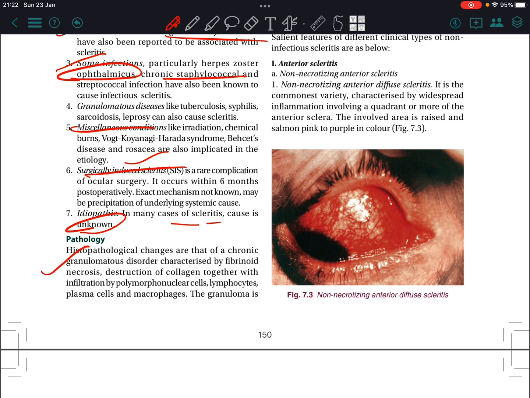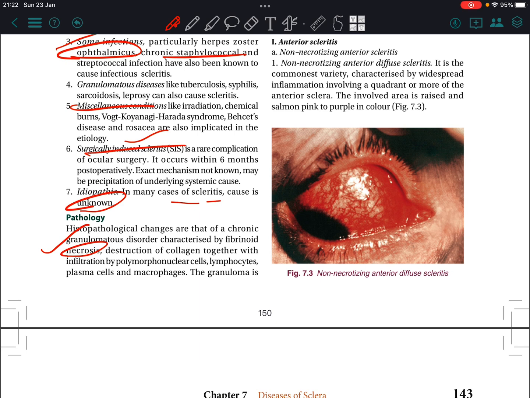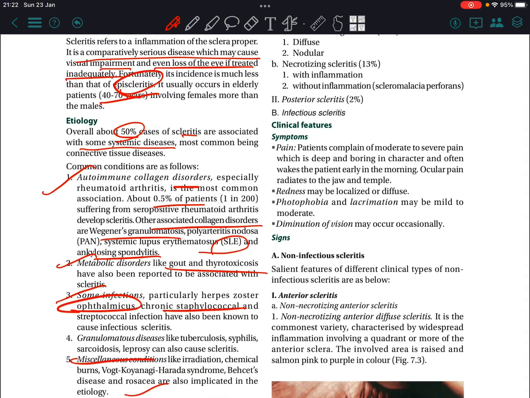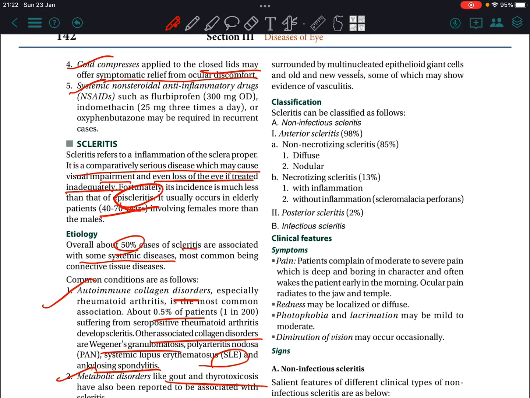Histopathological changes are those of a chronic granulomatous disorder characterized by fibrinoid necrosis, destruction of collagen together with infiltration by polymorphonuclear cells, lymphocytes, plasma cells, and macrophages. The granuloma is surrounded by multinucleated epithelioid giant cells and old and new cells.